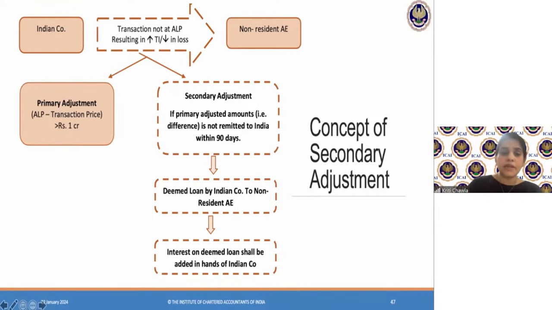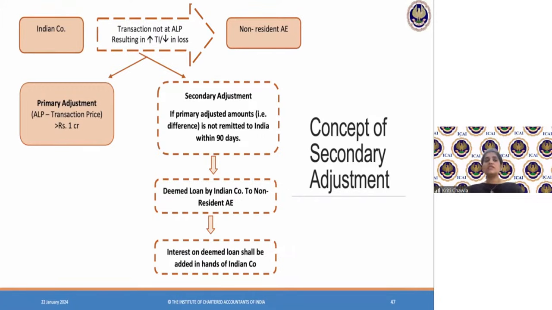So 120 minus 80 makes it 40 crore. And because this is more than 1 crore, primary adjustment will be there. And because this is more than 1 crore, secondary adjustment will also be there. Now, the point is that this 40 crore rupees should come back to India, or it should be remitted to India within 90 days. What happens if it does not come to India? Well, we'll just presume that the Indian enterprise has given a loan to the associated enterprise, and this is more like a deemed loan.